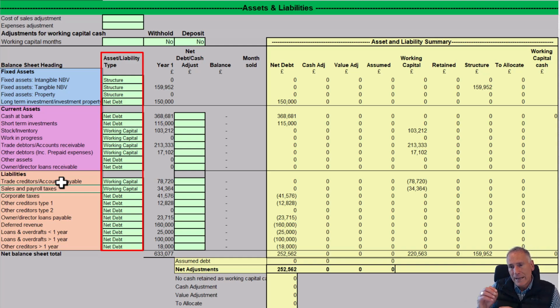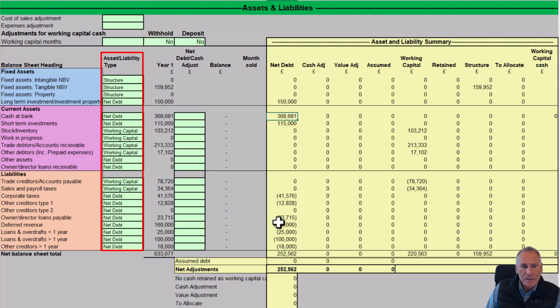You wouldn't pay any extra or any less for those. They'd just be part of the multiple for the business. But then when we come on to other types of liabilities, like corporate taxes, in this case we've got £41,000 of corporate taxes. Those taxes are due to be paid on the profits that have already happened. So that's a liability that would stay with the owner. It would have to be paid out of this cash at bank before the business is purchased.